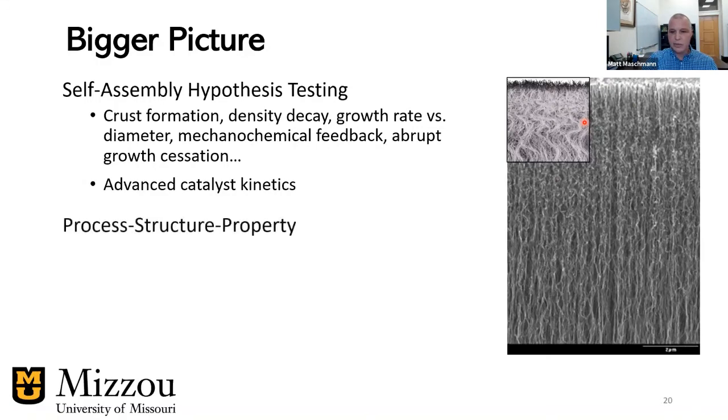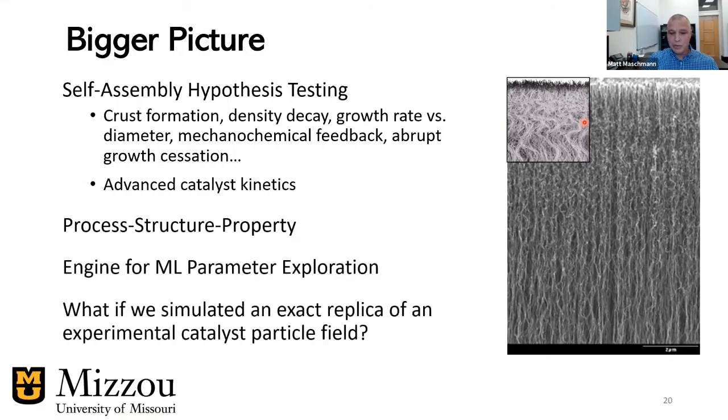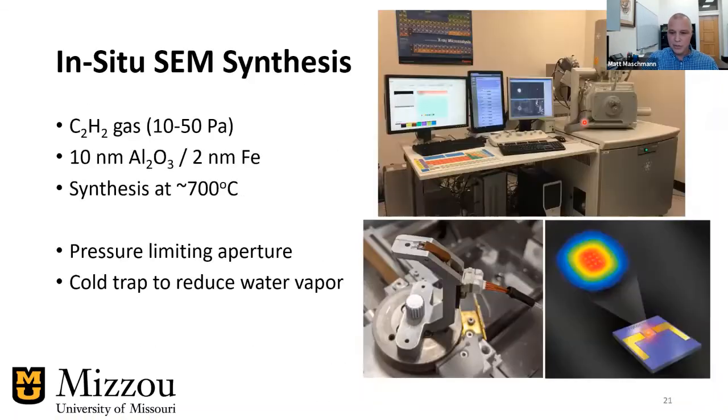Not only can we grow, but we can do this entire process-structure-property paradigm where we can interrogate from start to finish, like the simulation is a virtual laboratory. Not only that, we can use it for machine learning, which I'll talk about next. The exciting tie-in here is that we can simulate exact replicas of scanning electron microscope images that I'll show you next. If I have a particle field that I'm using for my scanning electron microscope experiments, I can simulate exactly that catalyst particle field and see how they match. So again, this is all towards a digital twin.